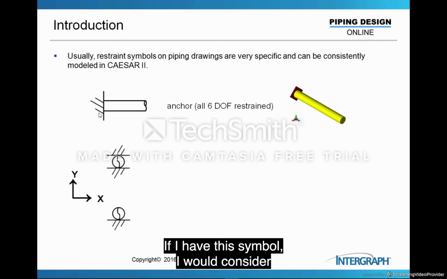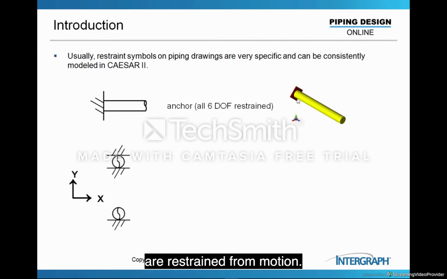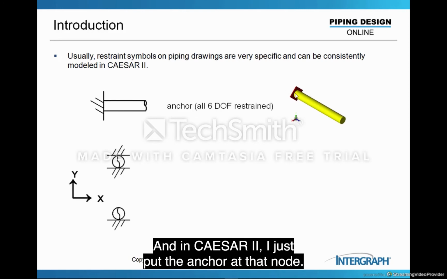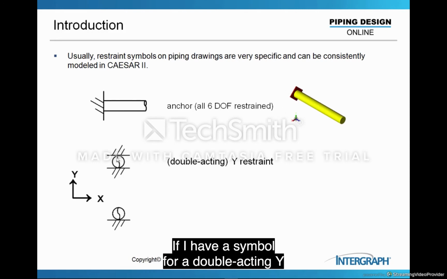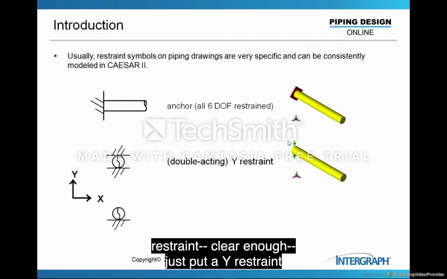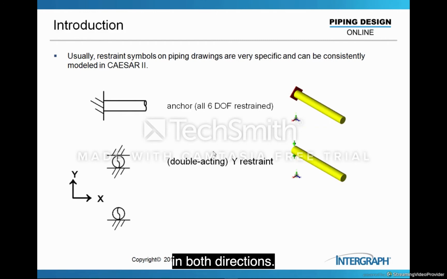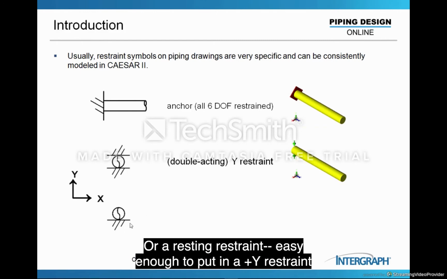If I have this symbol, I would consider it an anchor. All 6 degrees of freedom are restrained from motion, and in Caesar 2 I just put the anchor at that node. If I have a symbol for a double-acting Y restraint, clear enough, just put a Y restraint in both directions. Or a resting restraint, easy enough to put in a plus Y restraint in Caesar 2.